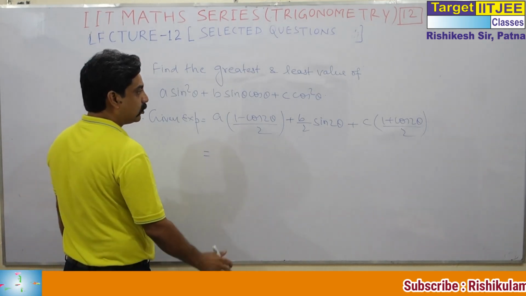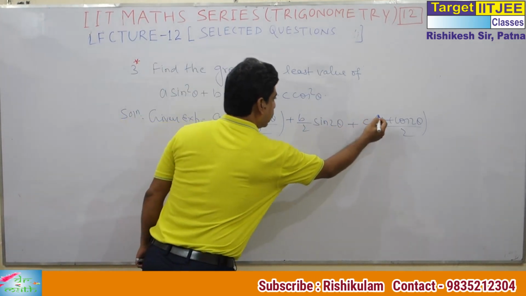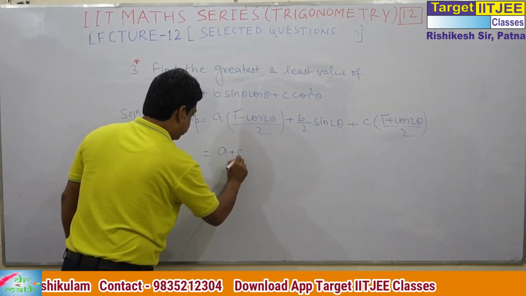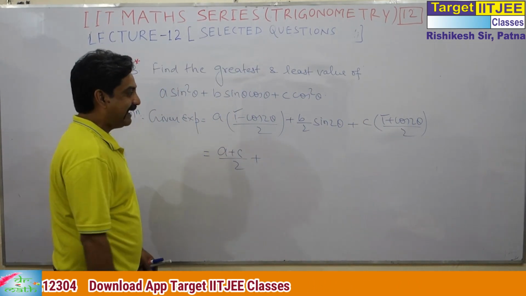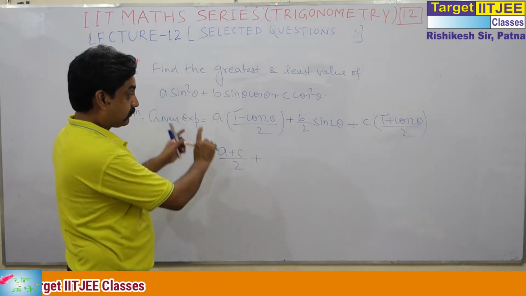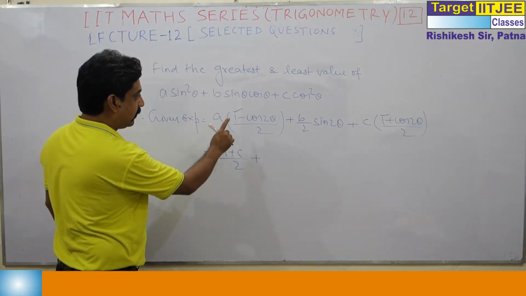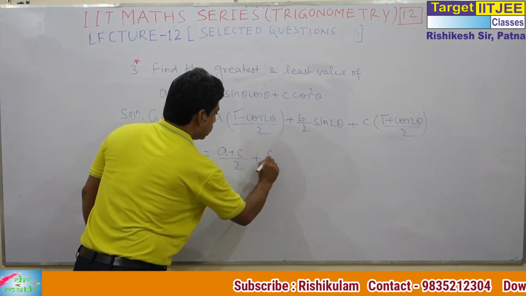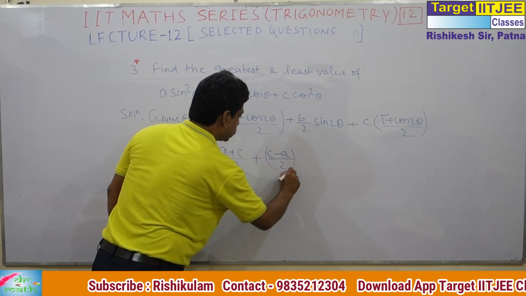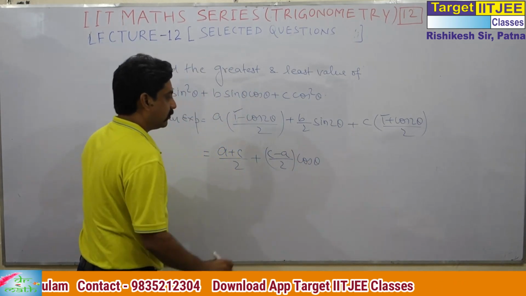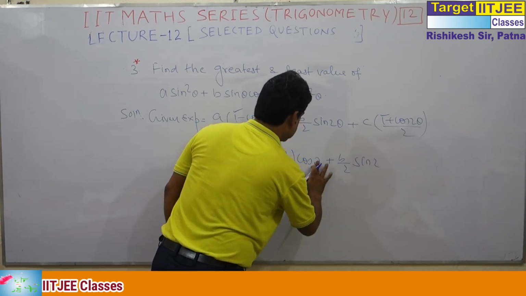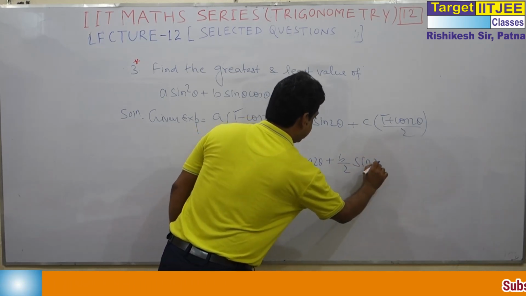Now, see, there are two constant terms, this is A and this is C: A plus C by 2. With that, what is the coefficient of cos 2 theta? From here minus A by 2 and from here C by 2. This is (C minus A) by 2 cos 2 theta. And this is B by 2 sin 2 theta.